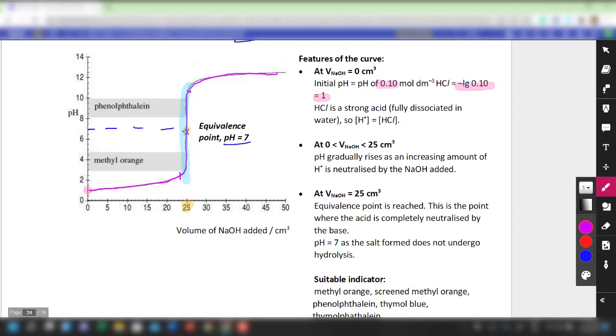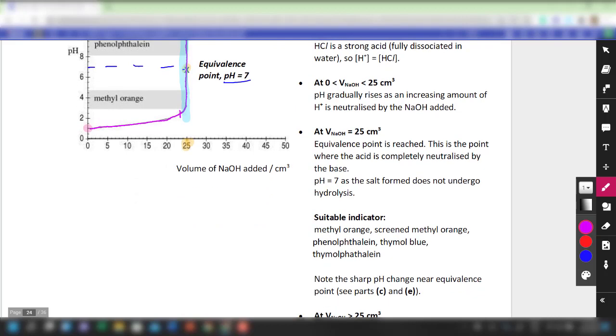Unfortunately, these two indicators have been phased out for use in school. The reason being they are found to be a little bit carcinogenic, so it's not advisable to use. That's why in the lab, since JC1, you have been using thymol blue or thymolphthalein or something like that. Related indicators, but those are harder to observe.